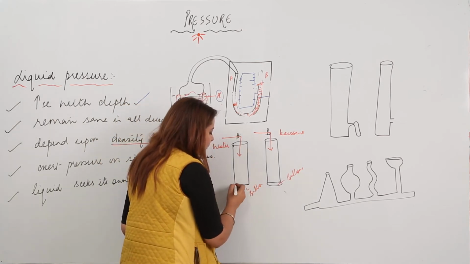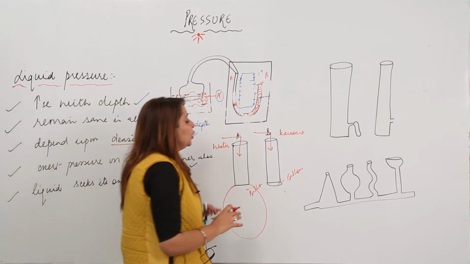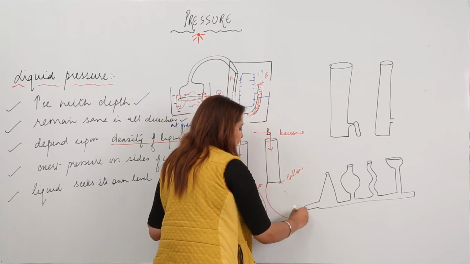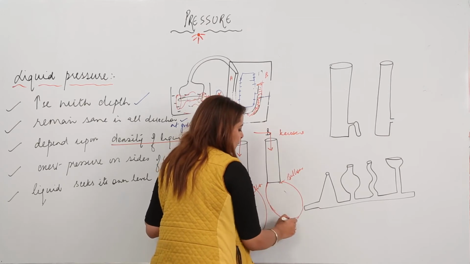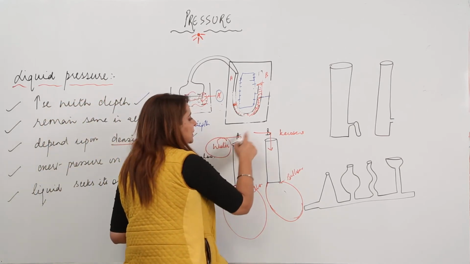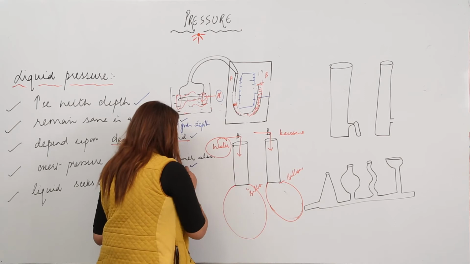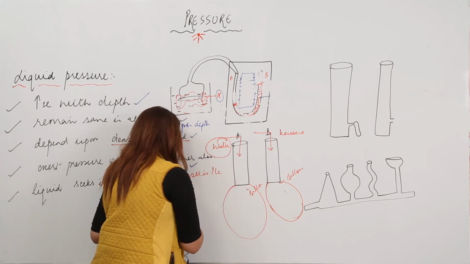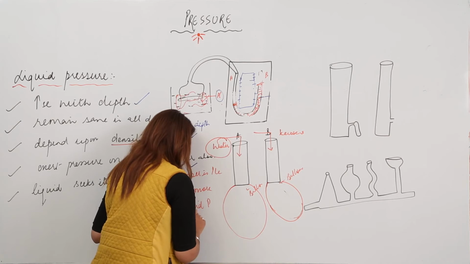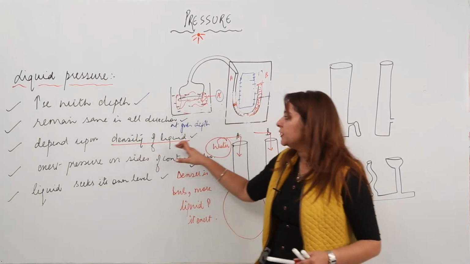So we see that the balloons start bulging out, and when we continue to add water, the bulge is this much. Now you add the same amount of kerosene, and again it starts bulging, and when the tube is fully filled, the bulging is only this much. So here the density plays a role, as water is denser than kerosene. Therefore the bulging is more. That means the denser the substance, the more liquid pressure it exerts. Right. So this is how we can prove that it depends upon the density of the liquid.